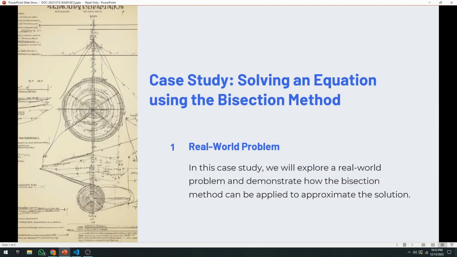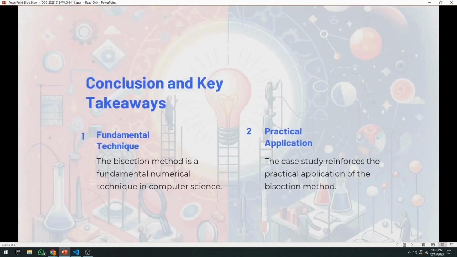In the next slide we have the case study. The case study in the bisection method shows it can solve a real world problem. We can explore any real world problem and demonstrate how the bisection method can be applied to find the approximate solution. After that we have the conclusion and key takeaways.